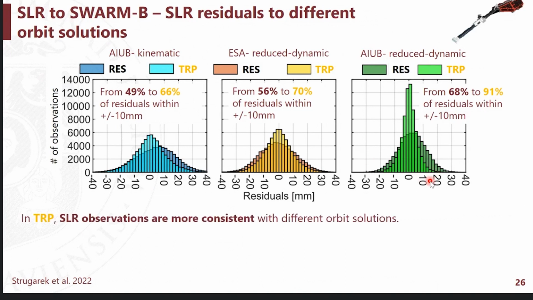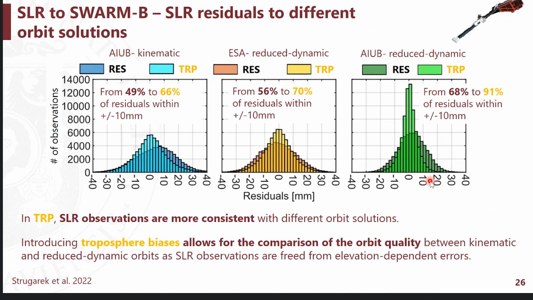So SLR observations are more consistent with different POD solutions when we use this type of correction. It also allows for the comparison of the orbit quality between kinematic and reduced dynamic orbits provided by different sources. In this case, the IOP reduced dynamic solution is the most consistent with the SLR measurements.